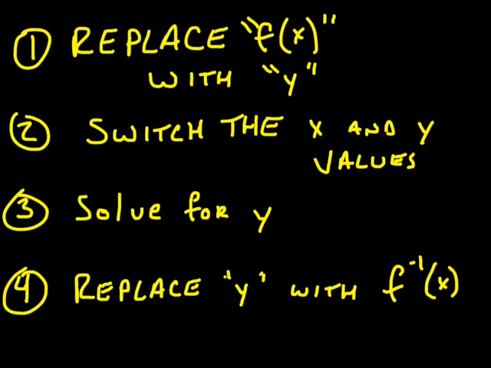The first thing we are going to do is replace our f of x, or whatever our notation is for our functions, with a y. After we do that, we're going to switch the x and the y values. This is where we're creating our new relation. We're going to solve for our y. And once we've solved for our y, we're going to go back, if it is a function, and replace the y with an f inverse. This only happens if it is a function. If we don't have a function, then we're just going to leave it as a relation and go from there.